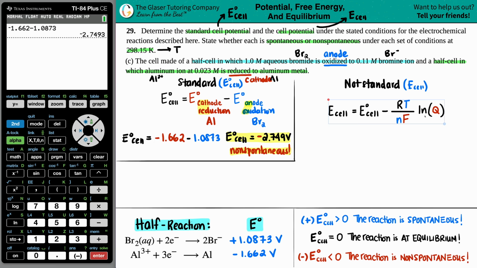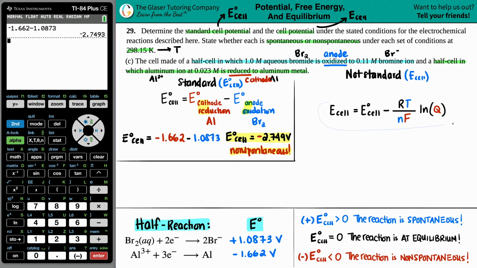It's a much bigger formula. That's why we need a little bit more room. So maybe I'll pull this up a little bit just to give myself as much room as I can. All right, so the non-standard E cell is the standard cell potential minus R times T divided by n divided by F, and then times ln of Q.